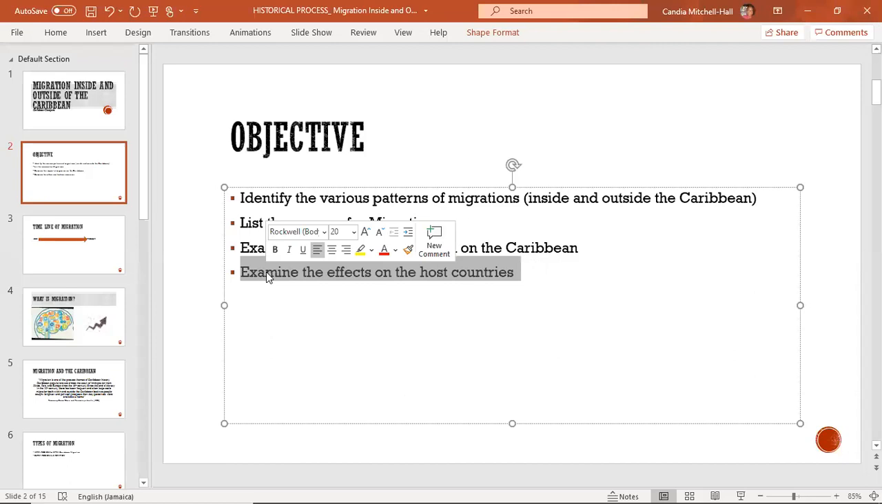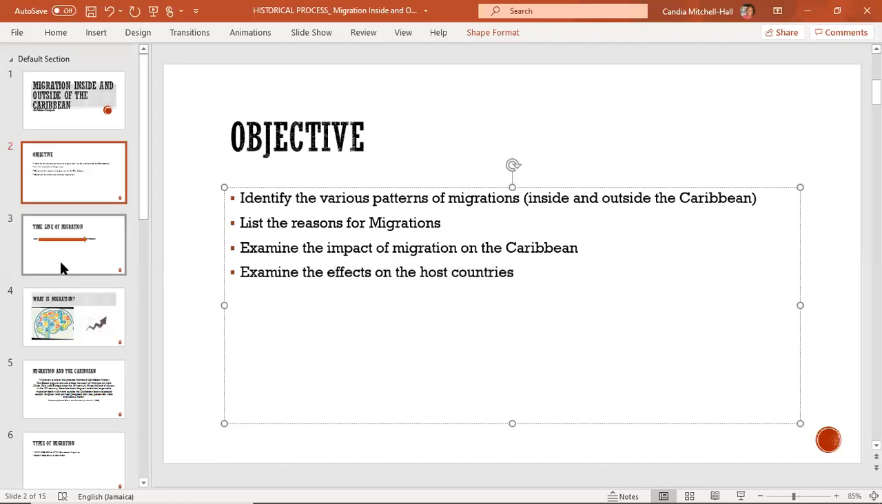Now, the host countries, I believe we're going to look at for Wednesday's class. For tomorrow's class on Tuesday, there are some multiple choice questions on the topics that you would have done before, and you're going to do that multiple choice quiz. I'm not sure of the number of questions; so far I have about 10, it could be more. Still putting the questions together. So that is for tomorrow's class. Wednesday we come again, and we're going to look at this objective, which is to examine the effects on the host country.